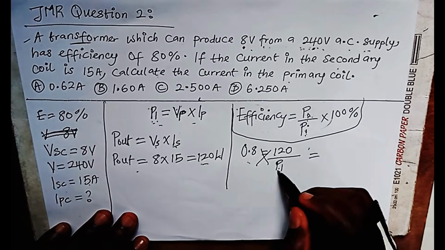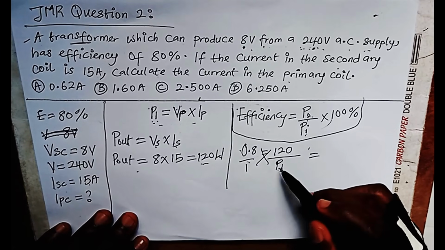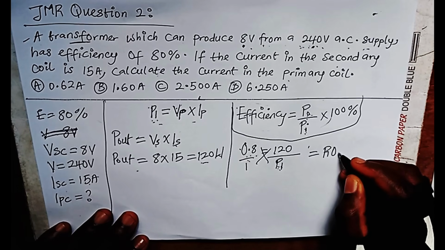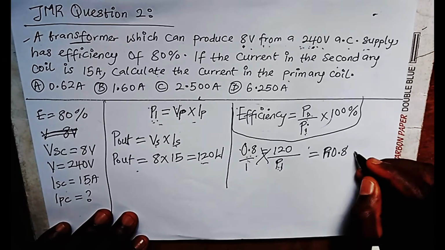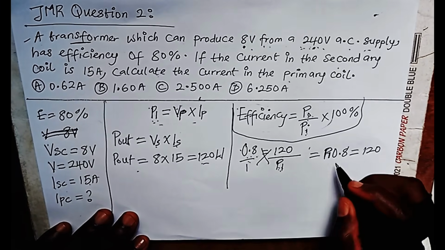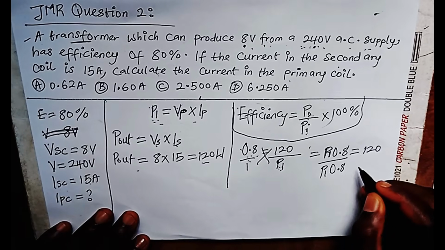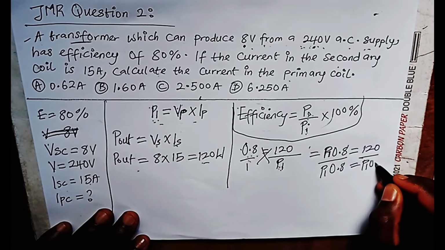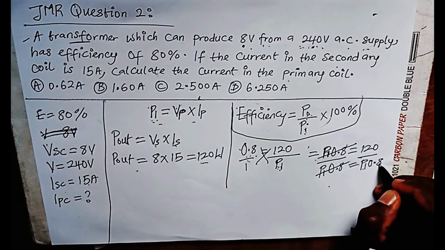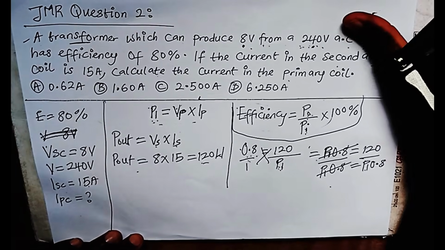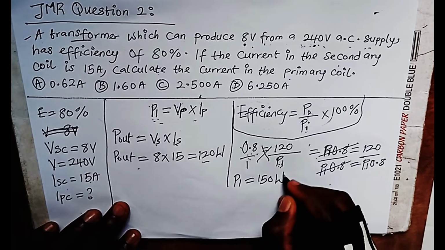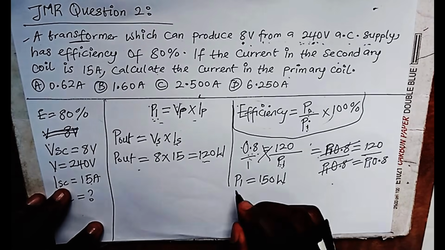If we cross multiply, we have P1 times 0.8 equal to 120. So we divide both sides by the coefficient of P1. The 0.8 cancels, and we bring down P1 equal to 120 divided by 0.8, which is 150. P1 equals 150 watts. All right, so we've gotten P1 now.